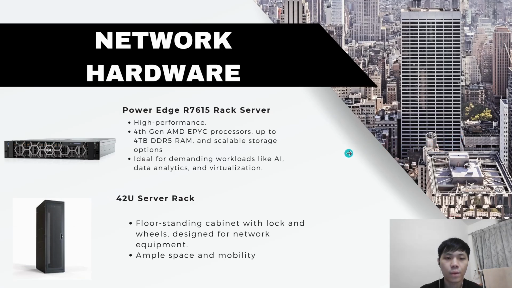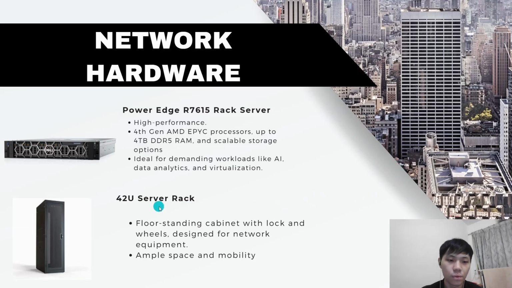Today I will introduce our network hardware. First of all, we use the PowerEdge R7615 rack server. It offers high performance. It has 4th Gen AMD EPYC processors and up to 4 TB DDR5 RAM. It also has scalable storage options. It is ideal for demanding workloads like AI, data analytics, and virtualization.